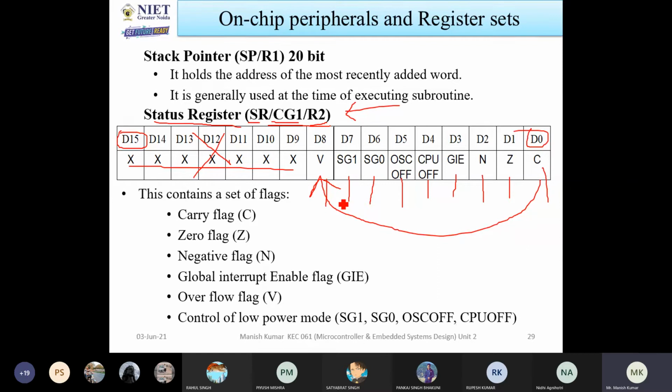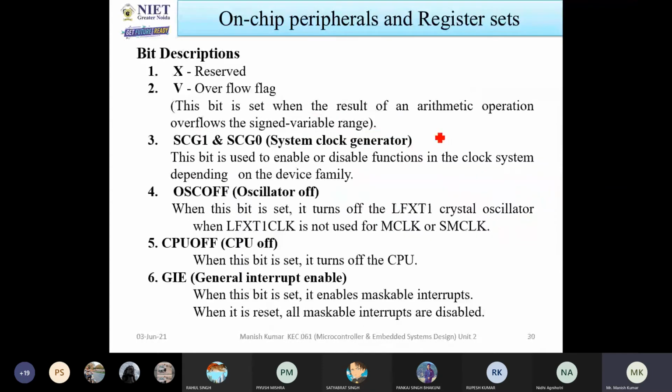And these four bits, CPU off, OSC off, SG0 and SG1, are used for low power mode. How can you control the low power mode? Okay. So now we are discussing the bit descriptions of that.